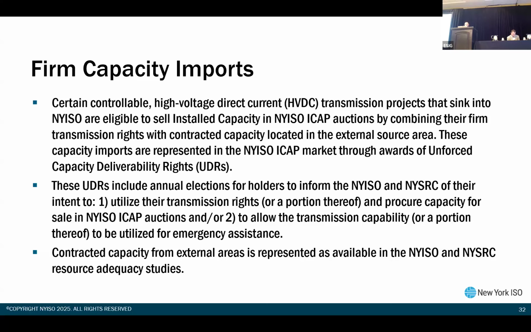Beyond the concept of firm, though, is the obligation or the expectation of them actually making elections to let us know if they're going to use these rights. Because if they're not going to use these transmission rights, the transmission is still there. And if the supply is behind at the source region, you would assume the transmission could be used for emergency support as well. So this sort of balance allows us to recognize the transmission and the value it provides, but also allow that the capacity and the transmission together to be compensated in the capacity market.